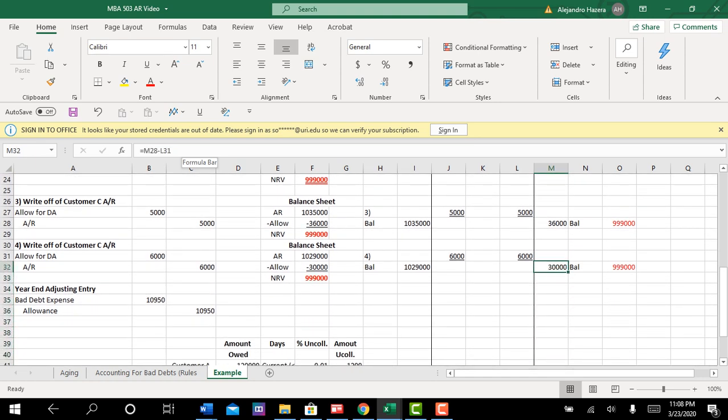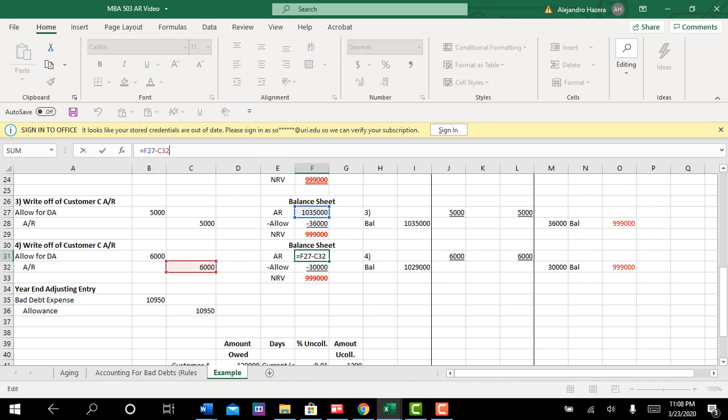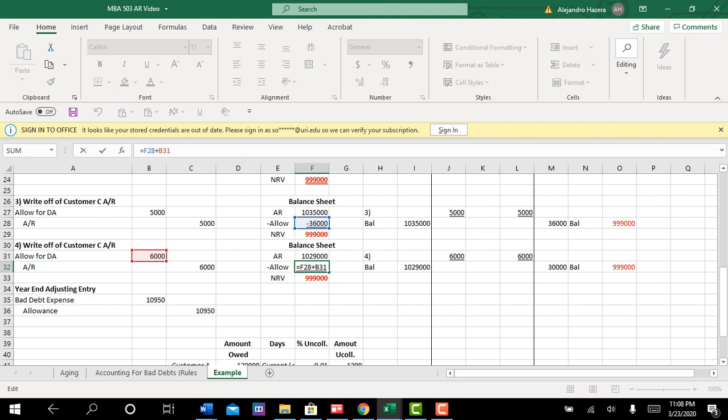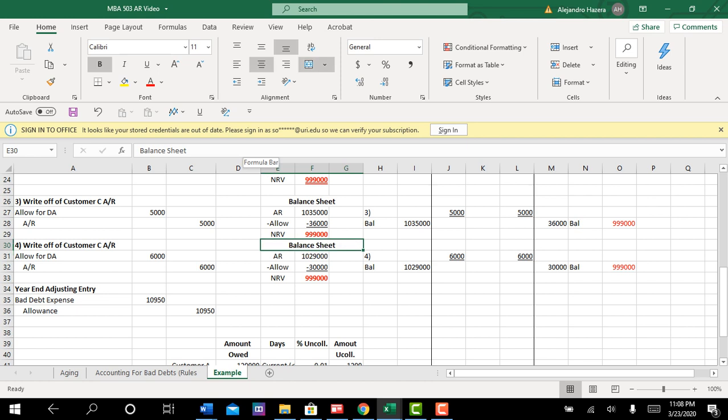And once again, your entries will not impact the net realizable value. You start at 1035, you took 6 out for your accounts receivable, and you ended up with 1029 here. That's your new balance, which is also shown right here. And then for the allowance account, you started with 36, took out 6, and you ended up with a net realizable value of 999. This is the reporting, what you'd show on your balance sheet, and this is the way that it would appear in the records.